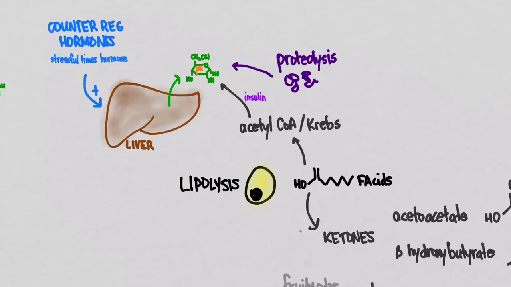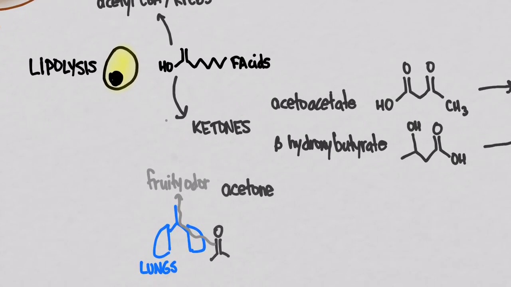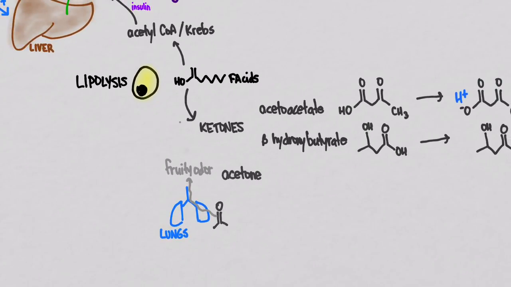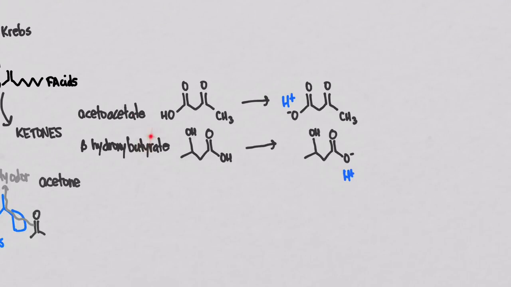So instead, these fatty acids get shunted into forming ketones. And the ketones that we typically think about are acetoacetate, beta-hydroxybutyrate, and acetone. Now, acetoacetate and beta-hydroxybutyrate are acids. They're weak acids, but they're acids nonetheless. But there's so much of it produced that it overwhelms our buffering capacity. And so you get these acids that form.